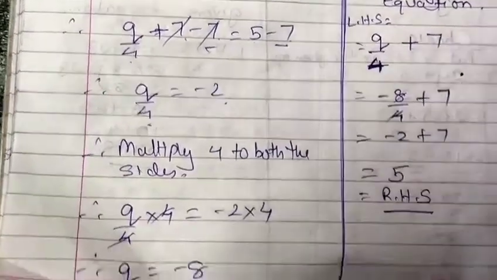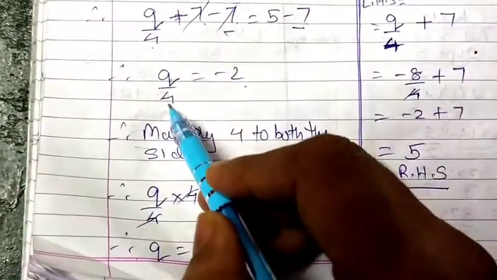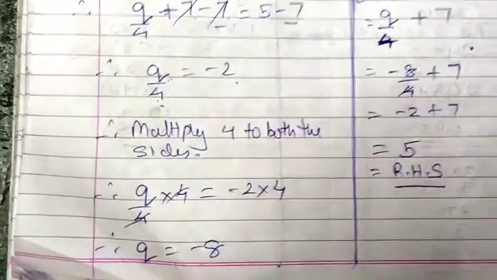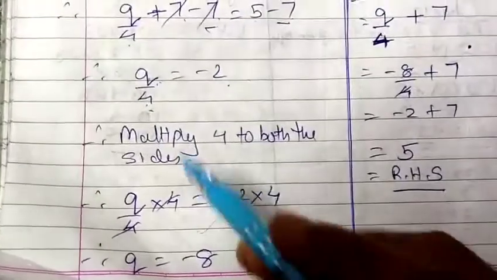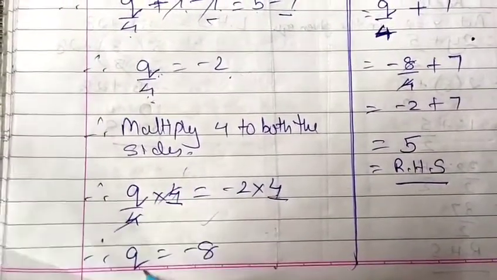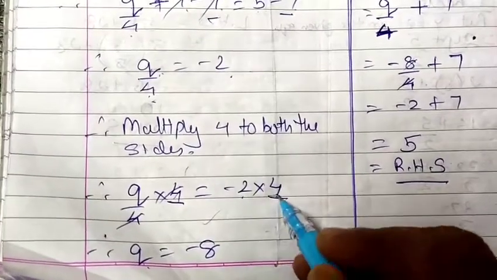By doing such, what is left now? Q upon 4. Now we have to eliminate this 4. It is in division form, so multiply 4 to both the sides. By doing such, 4 and 4 will get cancelled, and now Q equals -2 into 4 gives -8.